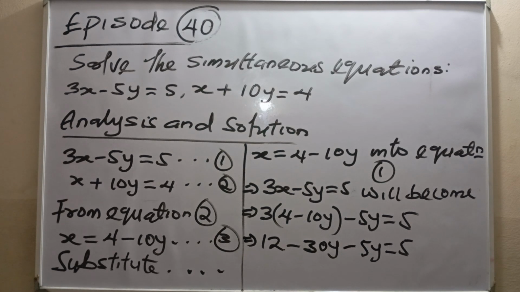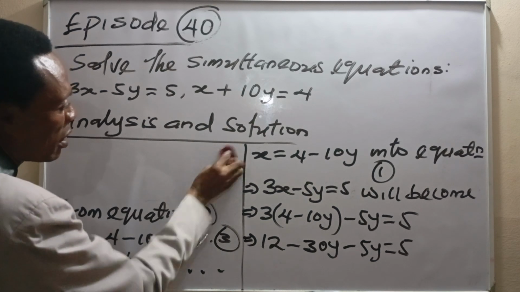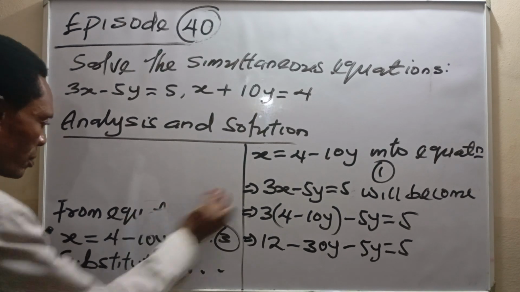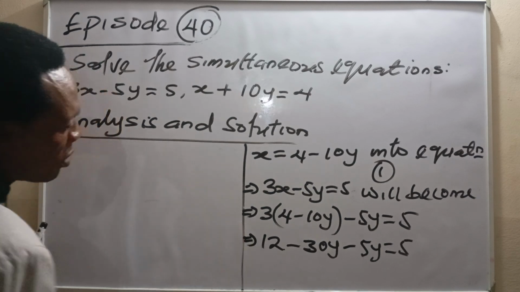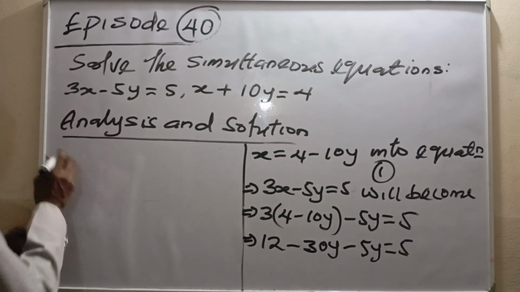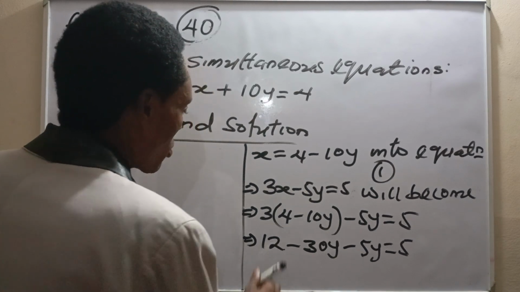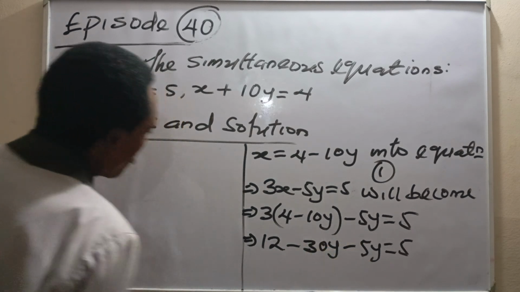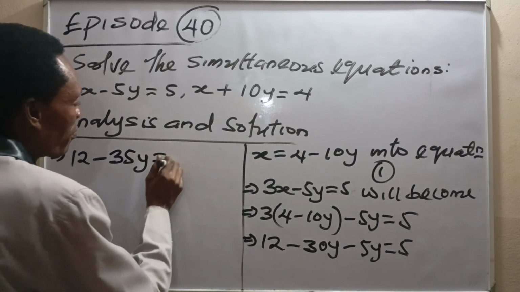Take note, this is equation 3. So what we are having here is 12 minus 30y minus 5y equals 5, which implies 12 minus 35y equals 5.